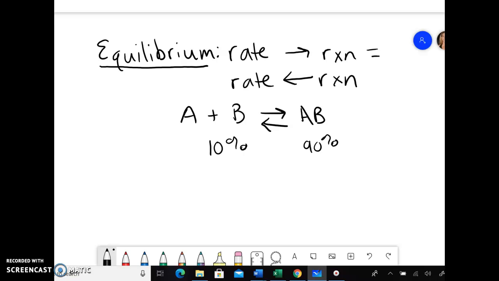All right, let's talk about how to calculate equilibrium. There's an equation that we're going to use for this. K is called the equilibrium constant, and you're going to put the products on the top, and you're going to raise them to the power of their coefficients.